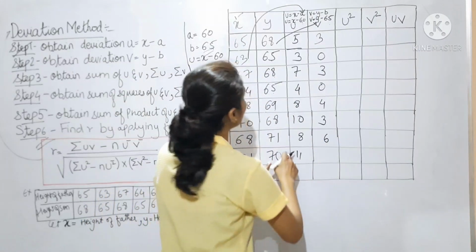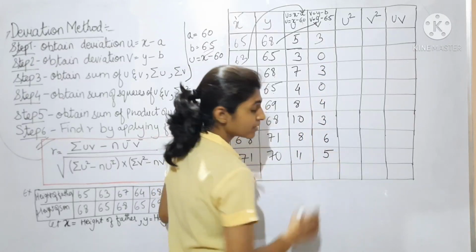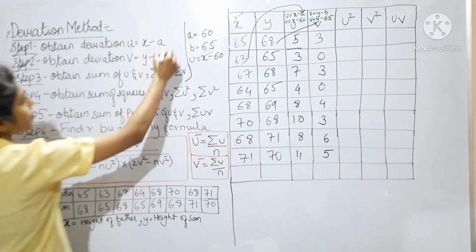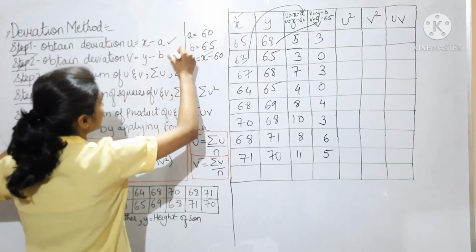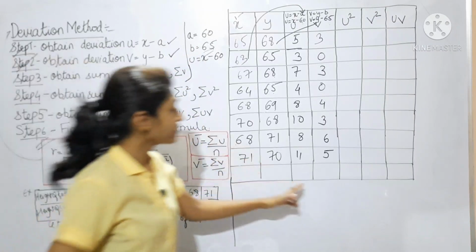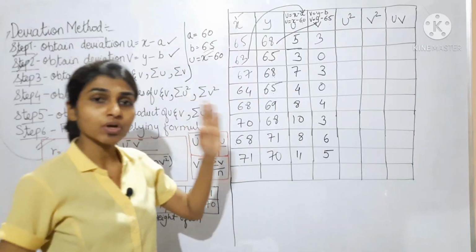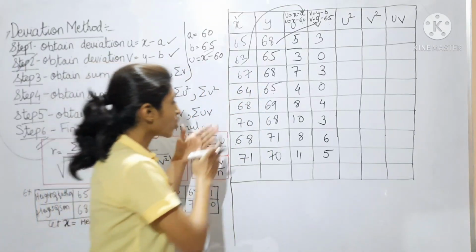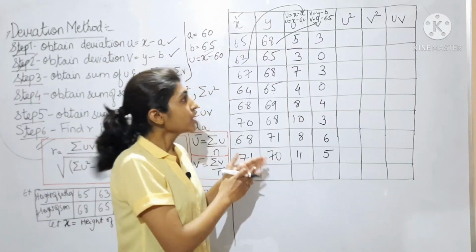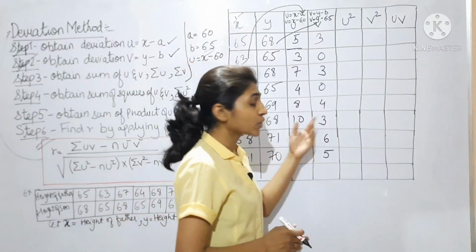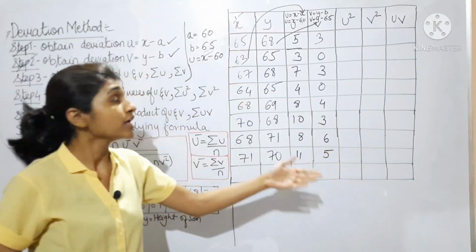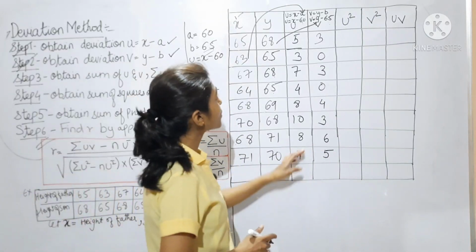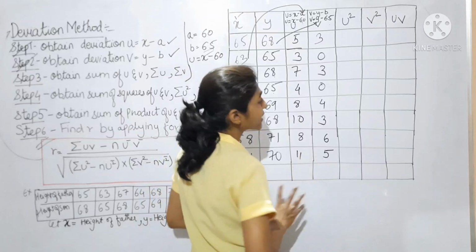6, and 70 minus 65, you get the answer 5. Okay, so step number 2 is also done, that we have got the value of u and we have got the value of v. How have I got the value of b and a? Because we have selected any one number which is closer to the observation, which can be easy for you for the further calculation. Sometimes it may be in negative also. Clear? So here all the values of u and v are in positive.